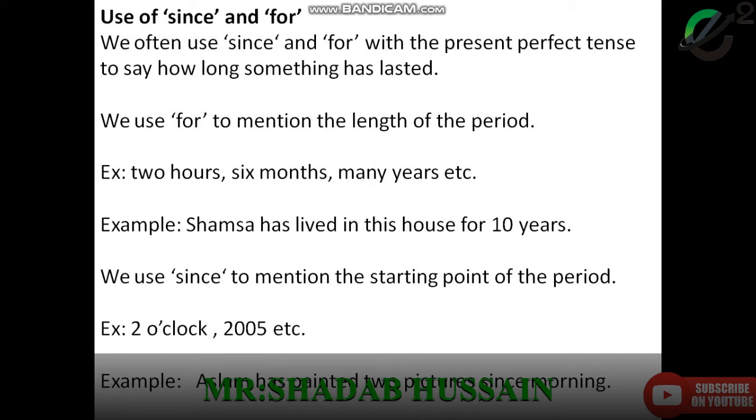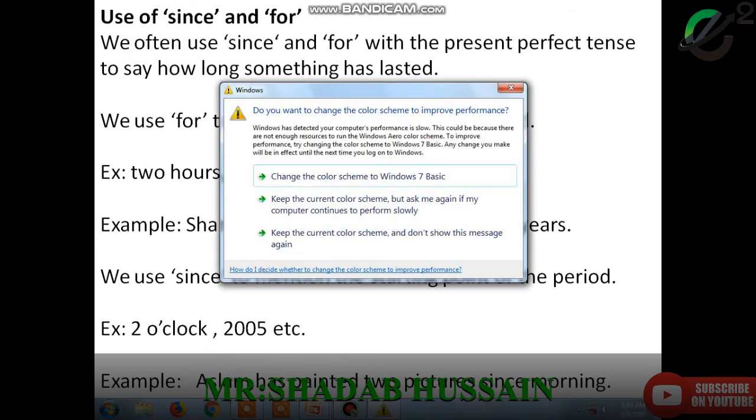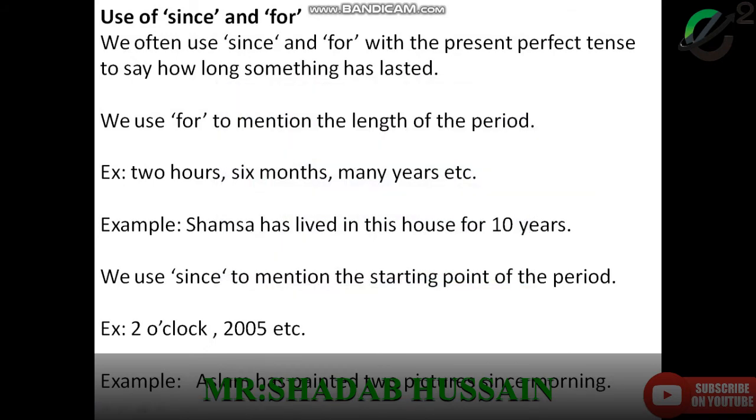Look at the example. Aslam has painted 2 pictures since morning. Aslam ने 2 pictures paint की सुबह से. Why have we used since? Because since is telling about the starting point of the time. He is not pointing out the length of the period of time, but he is telling just the starting point of the time.